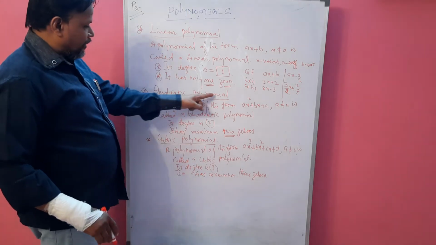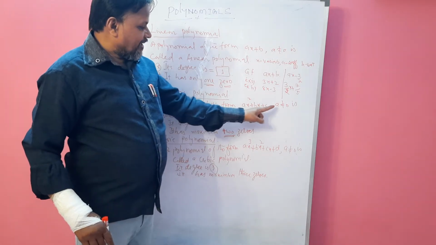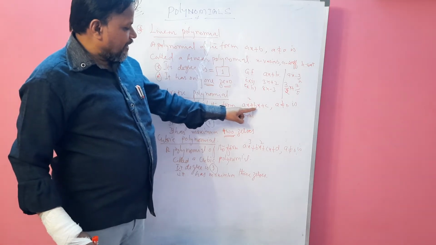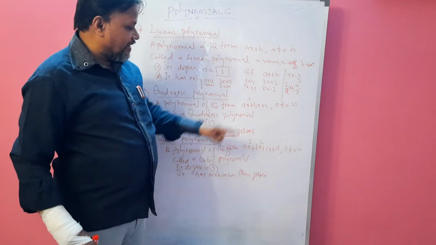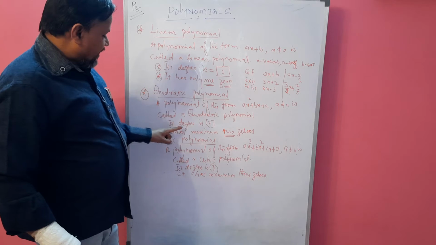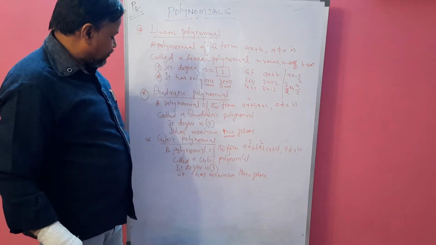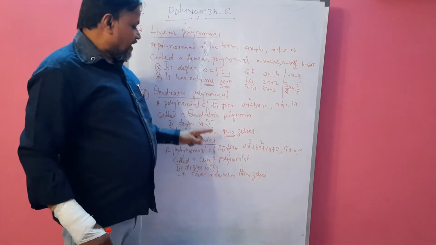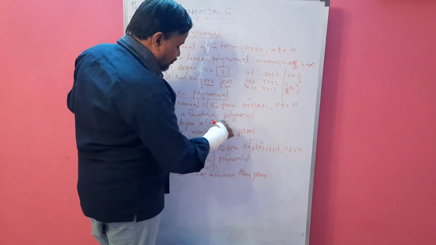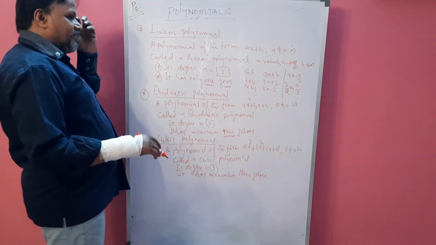Now quadratic polynomial. A polynomial of the form ax square plus bx plus c, again a is not equal to 0. If you take a as 0, this term is nullified. You will get only these two terms. So quadratic changes to linear. That's why this condition is there. It is called a quadratic polynomial. Its degree is what? Its degree is 2. For a quadratic polynomial, always degree is 2. It has maximum 2 zeros. Sometimes we get 2 zeros as equal numbers, equal or duplicate zeros.